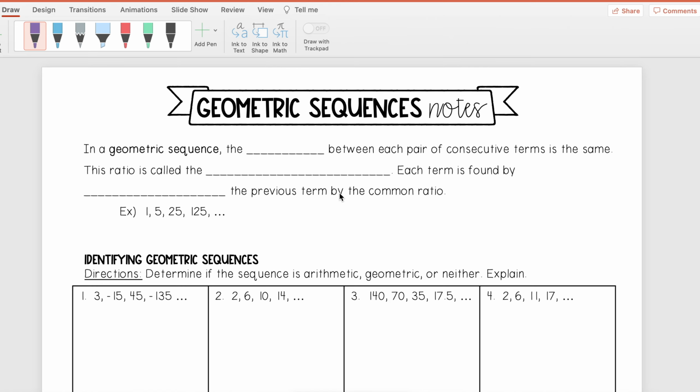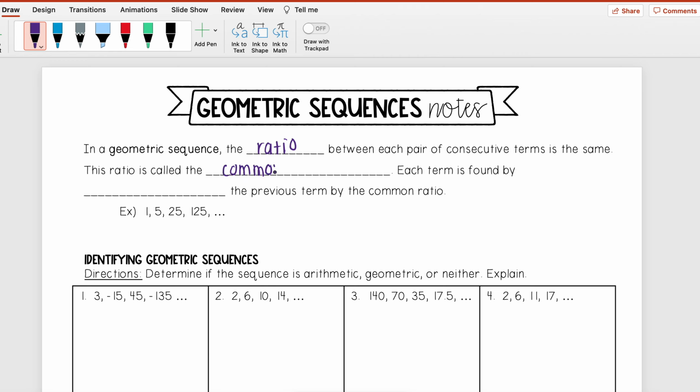Hello everyone. In this video we're going to be talking about geometric sequences. So we've already talked about arithmetic sequences, which is a sequence where you add or subtract the same number to get to the next term. And then for a geometric sequence, it's going to be similar, but in a geometric sequence the ratio between consecutive terms is the same. And so this ratio is called the common ratio.